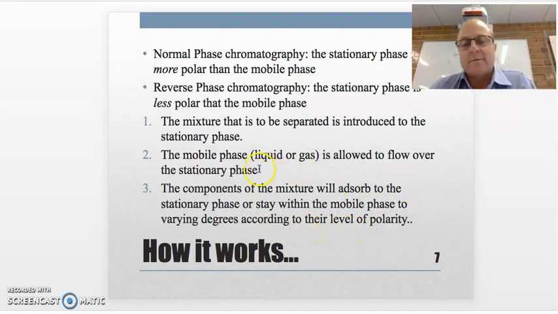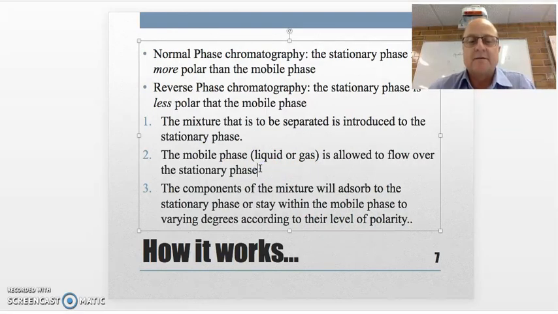So probably another point that I should have put here is that when the mobile phase moves along the stationary phase, it brings the mixture with it. So the mobile phase has to be something that will take the mixture with it as it goes along the stationary phase. And really then it's all about whether the different components of the mixture will attach or adsorb, be more attracted to, is another way of looking at it, either the stationary phase or the mobile phase, depending on their level of polarity.